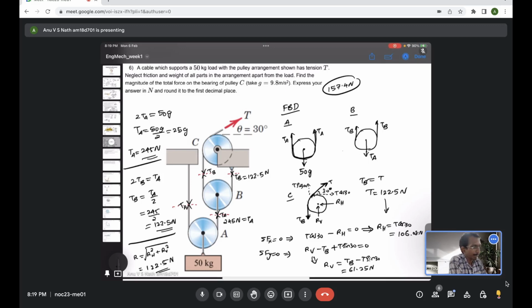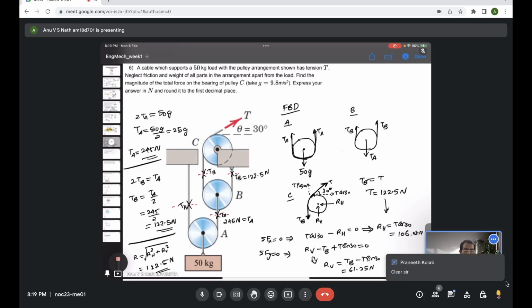So yeah, now I saw that in the new comment. So the earlier answer was wrong. The resultant force now is 122.5 Newton. Okay, is that clear? Okay, so we'll move to the next question.